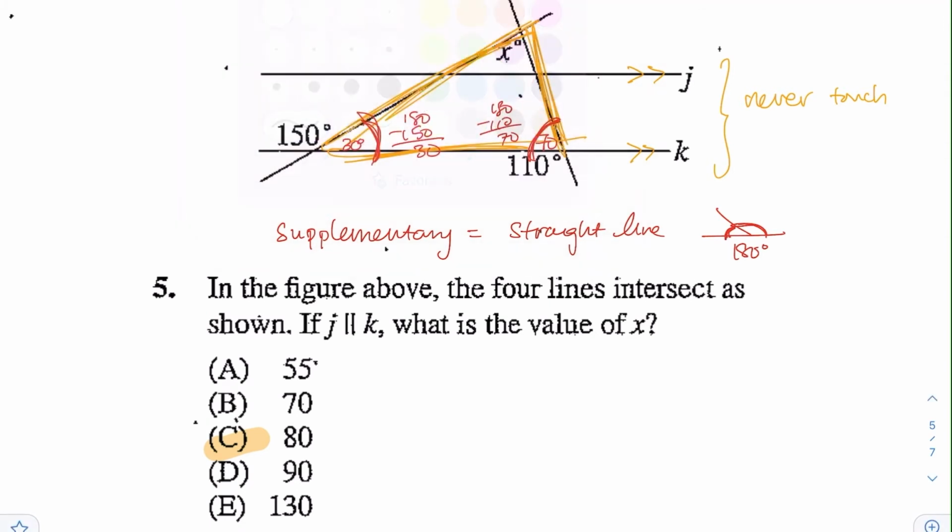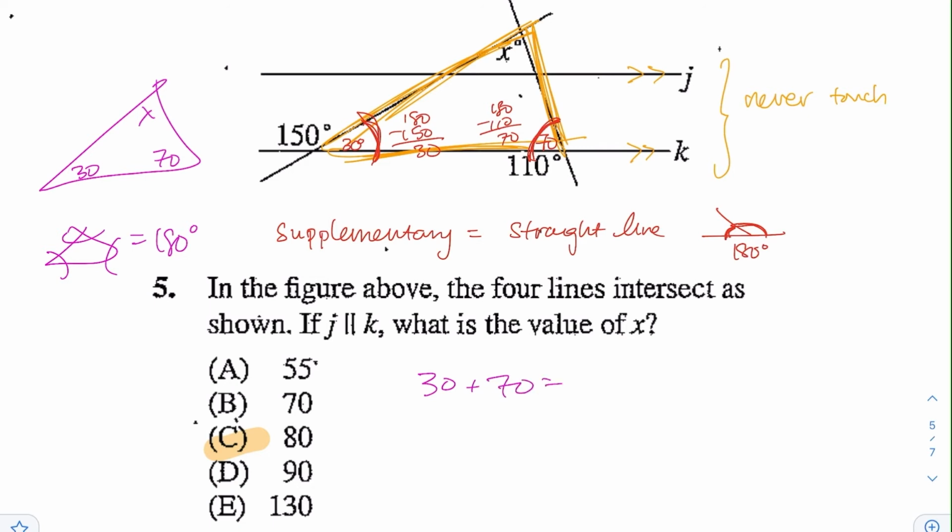So in this triangle, you have a triangle in which part of it is 70, 30, and x. And triangles also add up to 180 degrees. So 30 plus 70 is equal to 100. So if you do 180 minus 100, the remaining angle has to be choice C, 80 degrees.